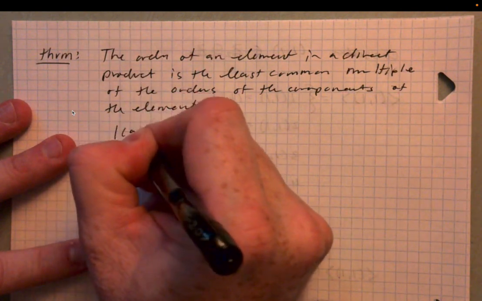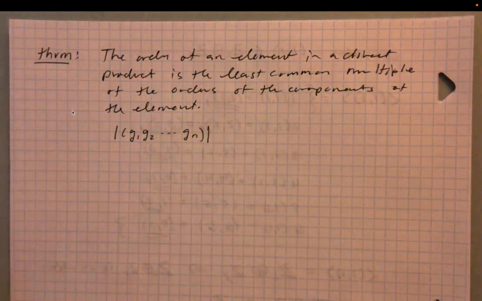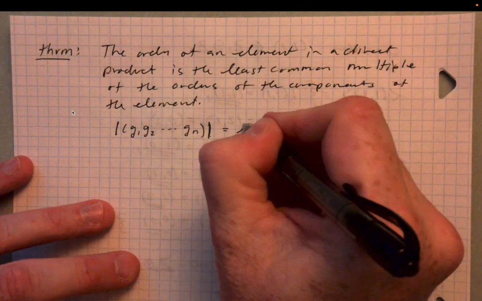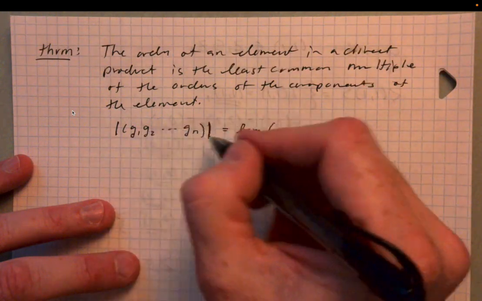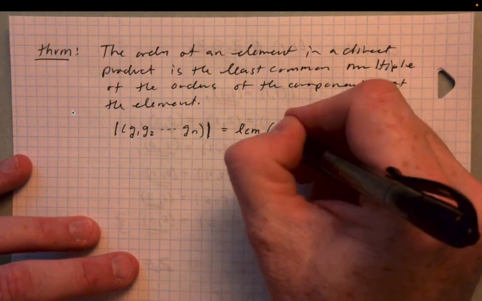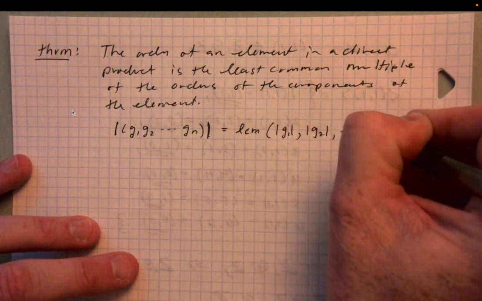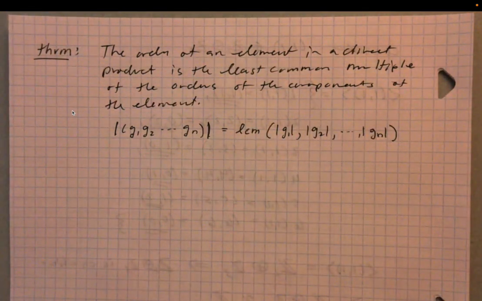So if I have some element (g1, g2, ..., gn) of an external direct product, and I want to know the order of it, what this theorem says is that the order can be found by identifying the least common multiple of the orders of each of the components: the order of g1, the order of g2, and the order of gn. Whatever the orders of each of these happen to be, find the least common multiple, and that's the order of the overall element. Perfect.